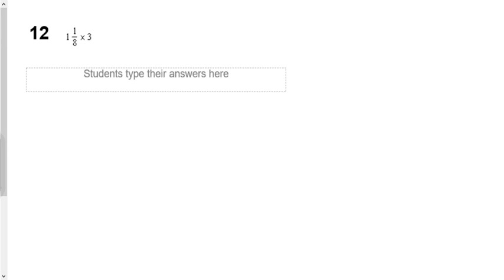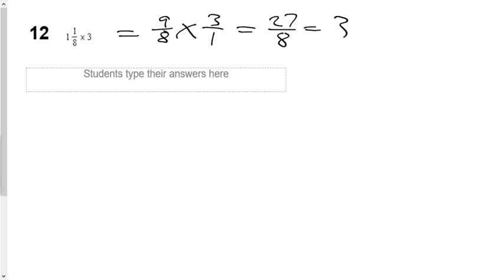When dealing with mixed fractions, the easiest way to multiply these out is to change it to an improper fraction and consider the whole number being over 1. Before you multiply the numerators and denominators, check to see if you can cross reduce. You can't. So you get 27 over 8, which is 3 3/8.